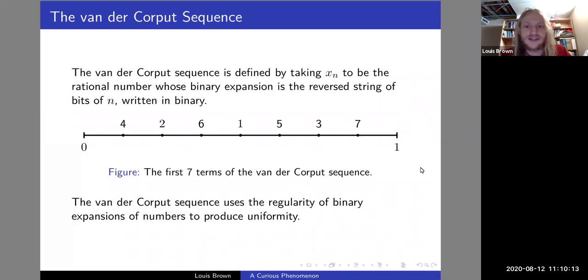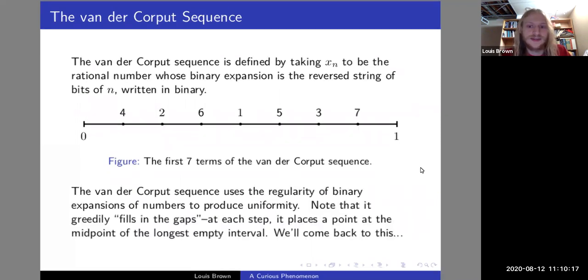So this uses the regularity of binary expansions of numbers to produce uniformity. And it's sort of greedily filling in the gaps. At each step, it's placing a point at the midpoint of the longest empty interval. So it's saying this is very long and it doesn't have any points in it. Let's put a point in the middle of that. So our points are nicely spread over the interval.